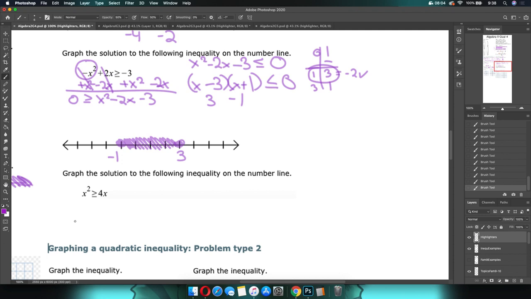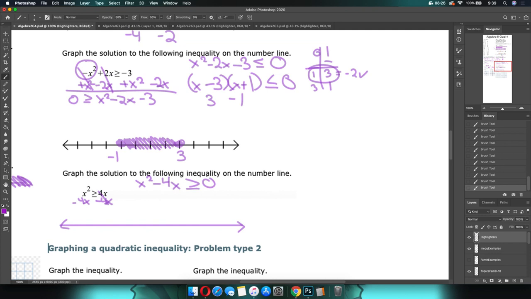One more, because I noticed this one pop up when I was looking for sample problems for you guys, and I realized, ooh, gotta make sure we get this covered. So, same old, same old. Is it set to 0? No. So we're going to minus 4x, minus 4x. That leaves us with x squared minus 4x greater than or equal to 0.